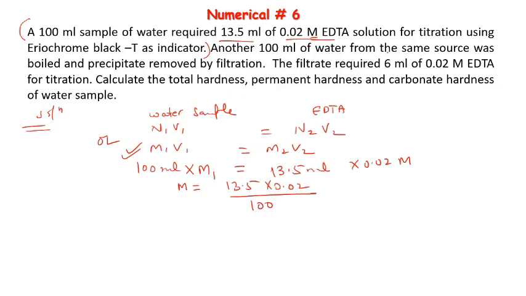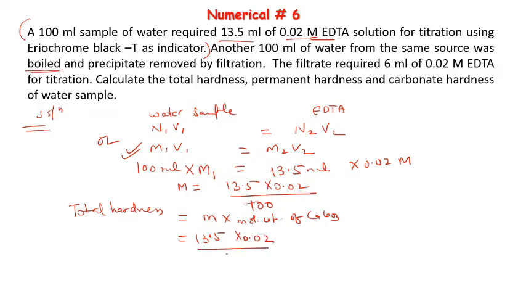Another 100 ml of water from the same source was boiled. So here I think you understand what it wants to say. So after boiling, if we are going to titrate this, then it means we removed the temporary hardness from this water sample. So this is the total hardness. So total hardness is equal to molarity into molecular weight of calcium carbonate, right? So here molarity is 13.5 into 0.02 divided by 100, into molecular weight in grams per liter. So if we convert it into milligrams, what do we have to do?